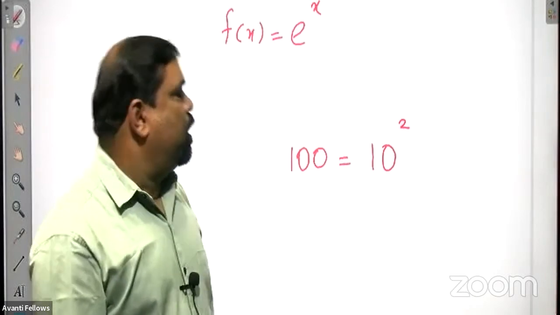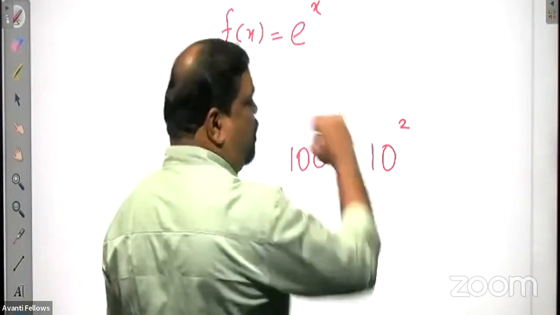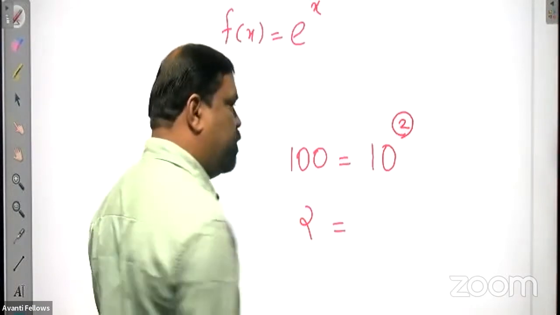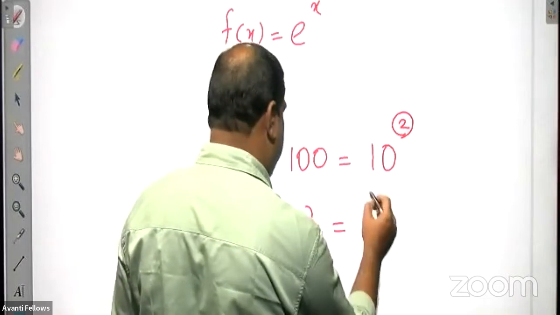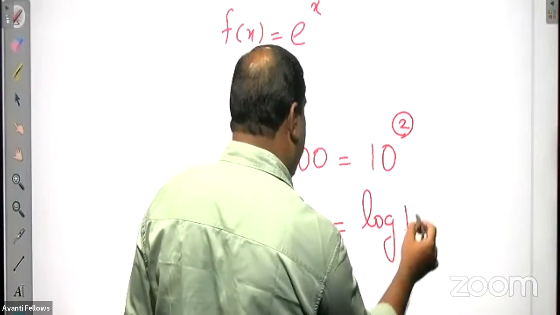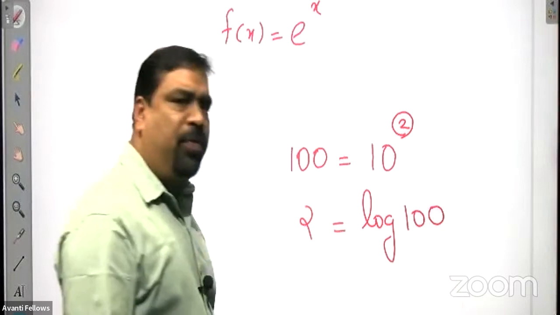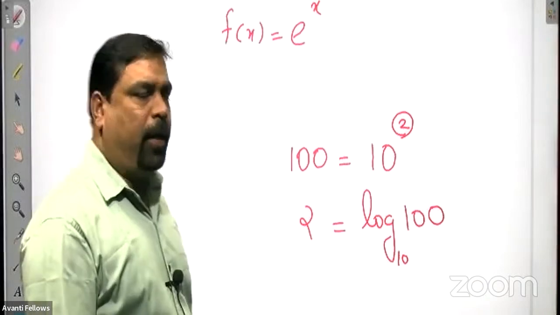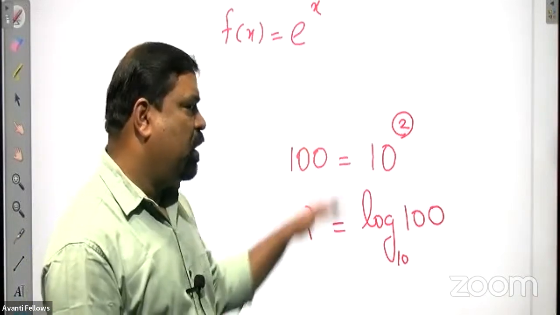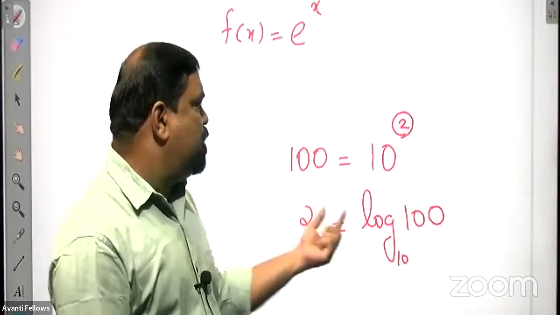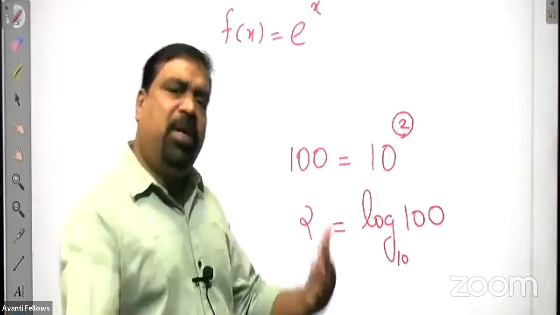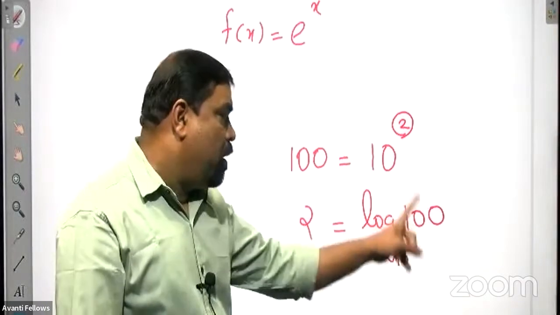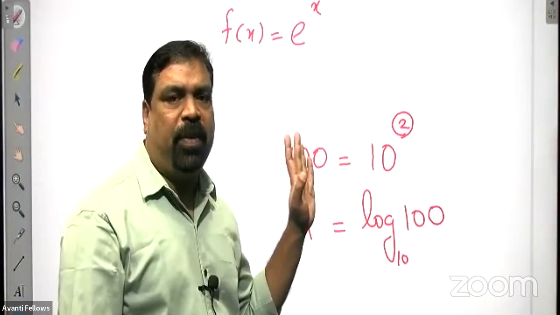Then in the reverse way, what we say is 2 is equal to logarithm of 100 to the base 10. Both are equivalent. 100 is 10 square. In the reverse way, we say that 2 is equal to logarithm of 100 to the base 10.